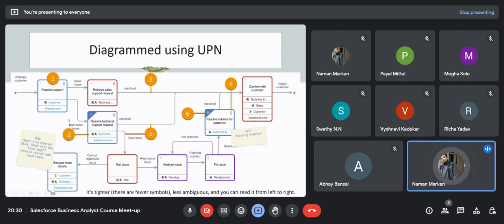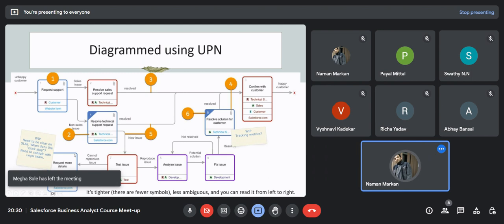See, in RACI, R stands for the responsible people. A gives you an understanding of the accountable person. I gives you the informed person, meaning these people need to be kept informed. And C are those people who need to be consulted. So this RACI matrix gives you an understanding, and this visual diagram is a UPN.